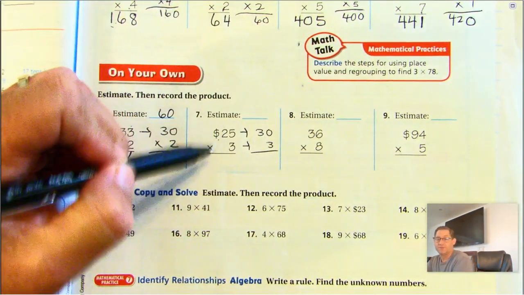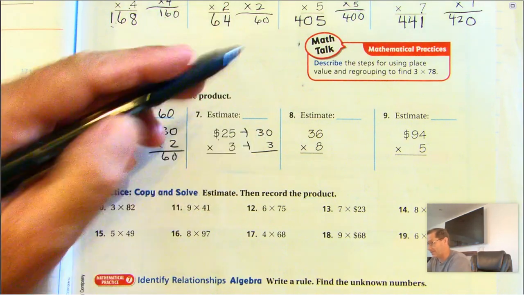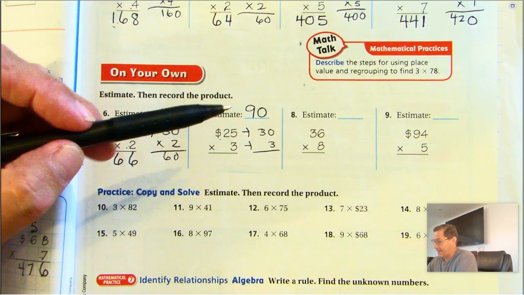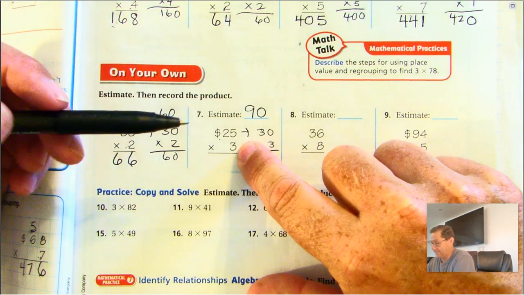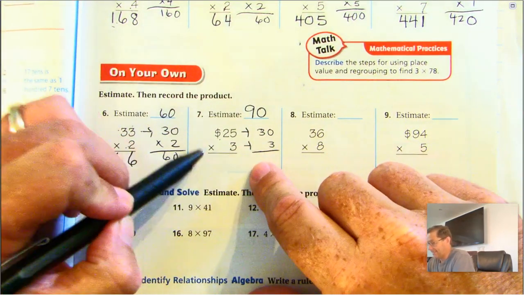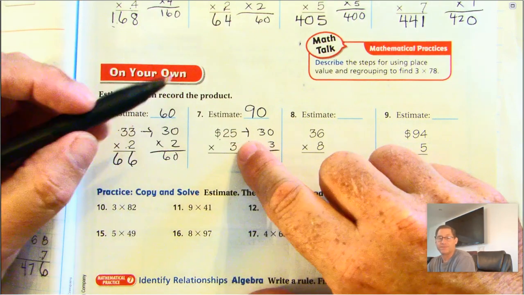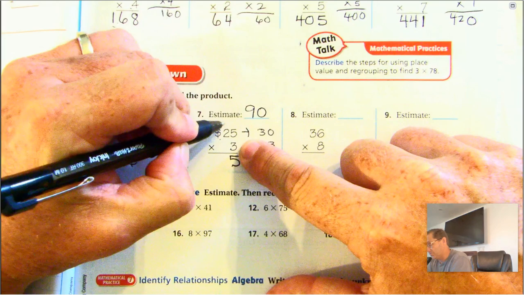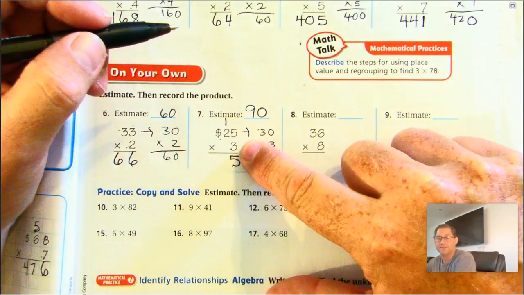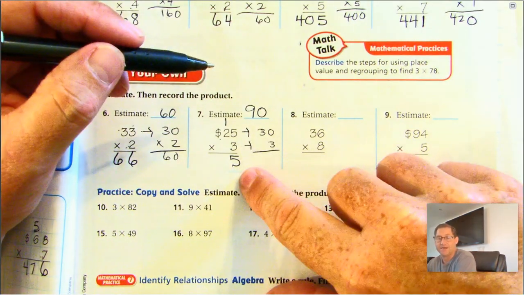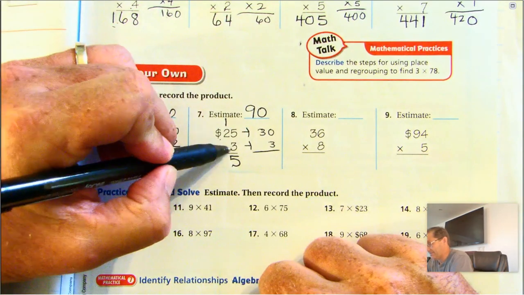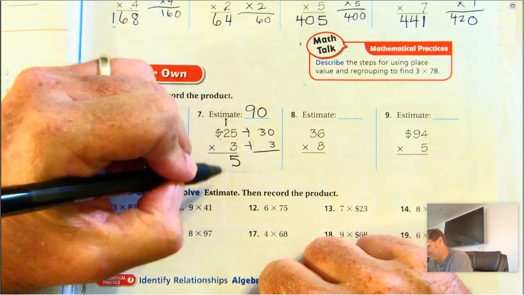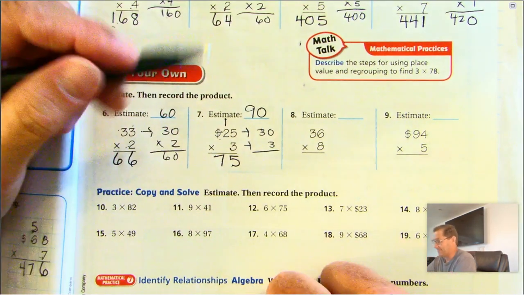25 would get rounded up to 30. So 3 sets of 30 is 90: 30, 60, 90. Now let's multiply our ones. We have 3 sets of 5. 3 sets of 5 ones would be 15 ones. We'll regroup 10 of those ones as 1 ten and leave the 5 ones. Now we have 3 sets of 2 tens, 6 tens, plus the regrouped 1 ten, 7 tens, 75.